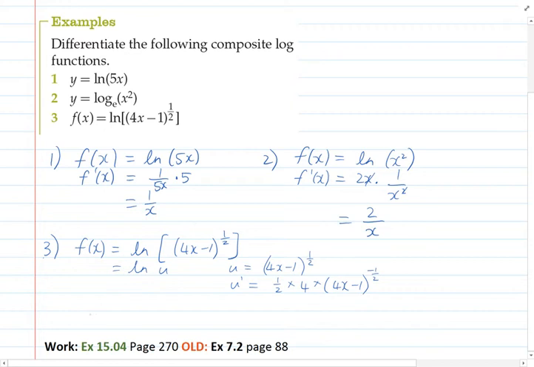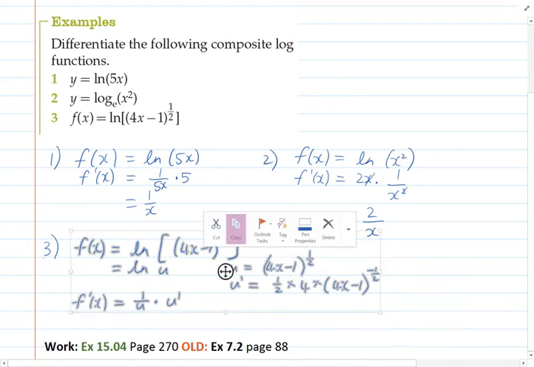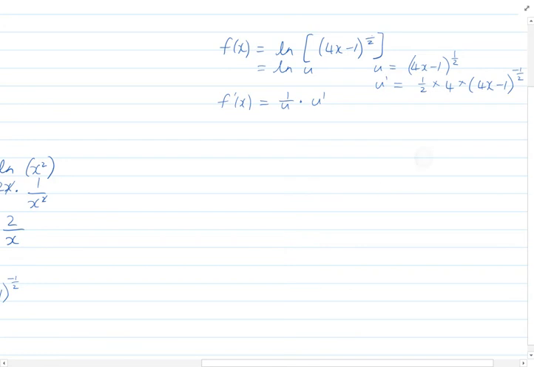And so our overall derivative, f dash of x, is going to be 1 over u times this u dash. Okay, so I need to substitute in everything here. So I'm kind of running out of room, so I'll just grab that and bring it into some clear space over here. Okay, I just noticed we lost a 1 there.